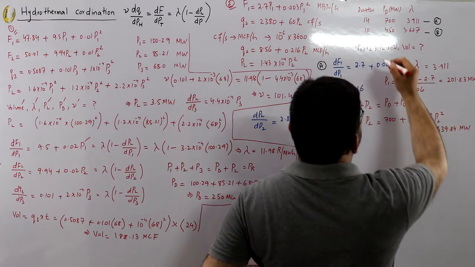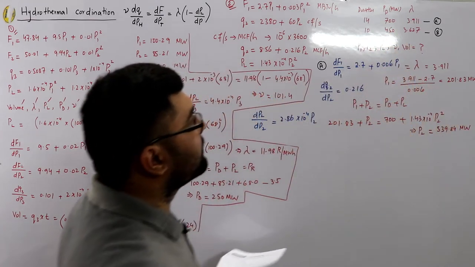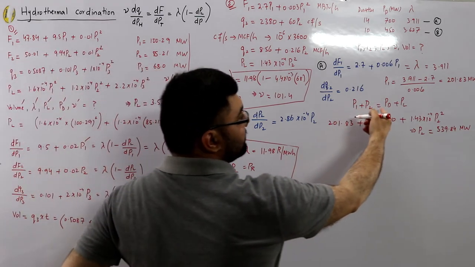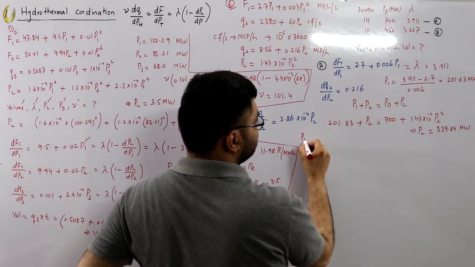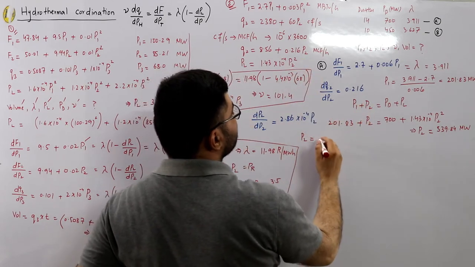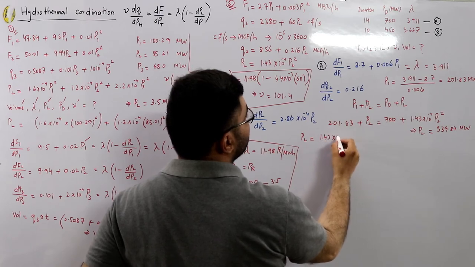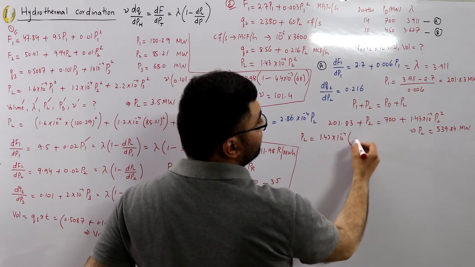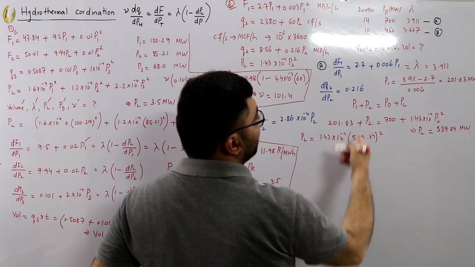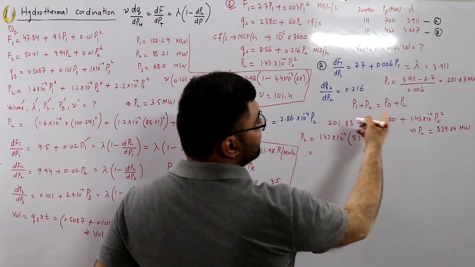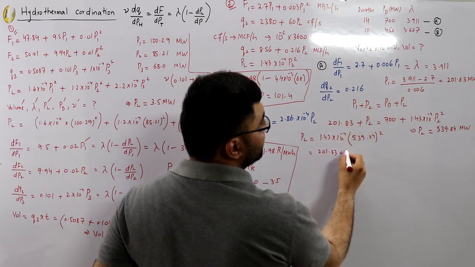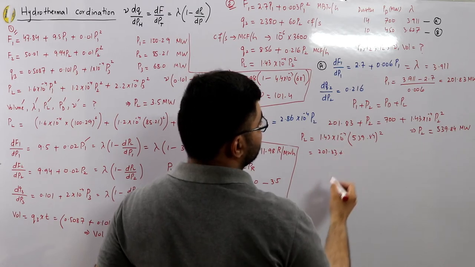539.84 megawatts. So you have your P2 as well. Can you not calculate your power lost from here? You can. Power loss, or you can put it in this equation as well. That would be 1.43 into 10 to the power negative 4 P2, which is 539.84 whole squared. Or you can also calculate it from there, that this would be P1 plus P2, 201.83 plus where is it?